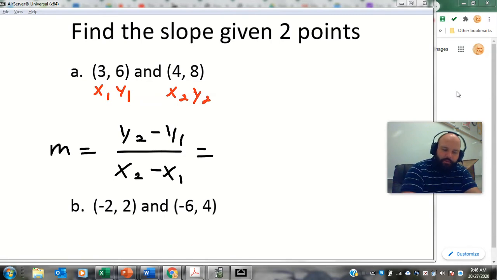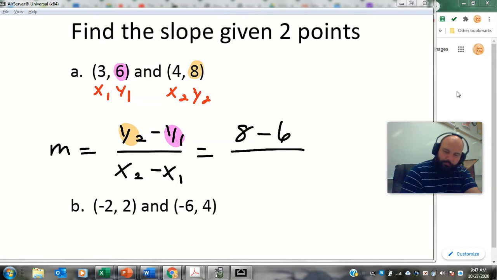So now it's just a matter of substituting the values in. We're going to start with y2, which is right there. And then we're going to move to y1, which is right there and right there. So let's set that part up. So y2 is 8 minus y1, which is 6. Now on the bottom, you can see we have x2. And so x2 is this one. And last but not least, x1 is this one right there. And so we have x2, which is 4, and then x1, which is 3. So we write 4 minus 3.